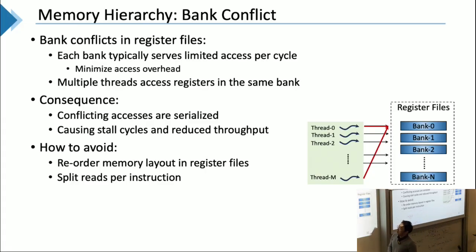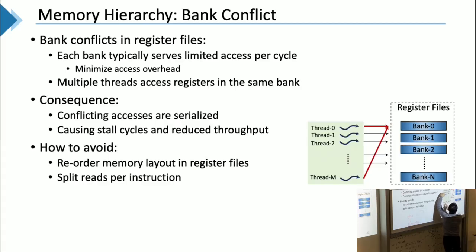The issue of memory conflicts means that when you run these multiple threads together, because they are running in parallel, let's say thread 0 and thread M are both trying to request access to the first memory bank.